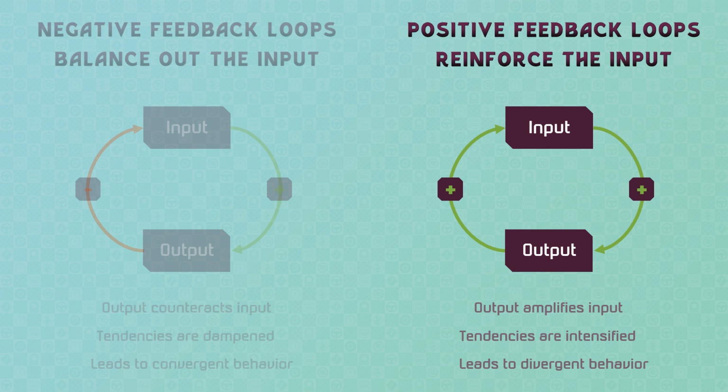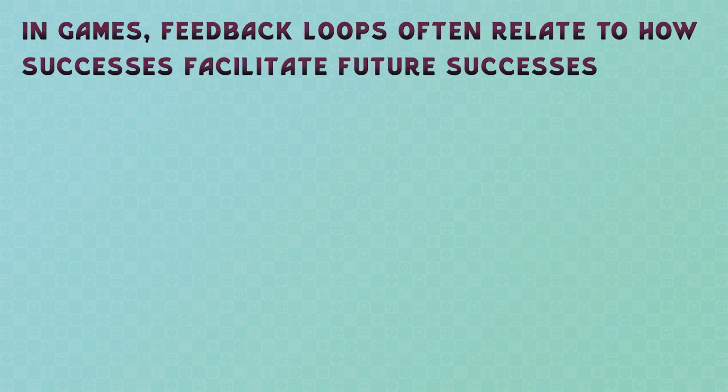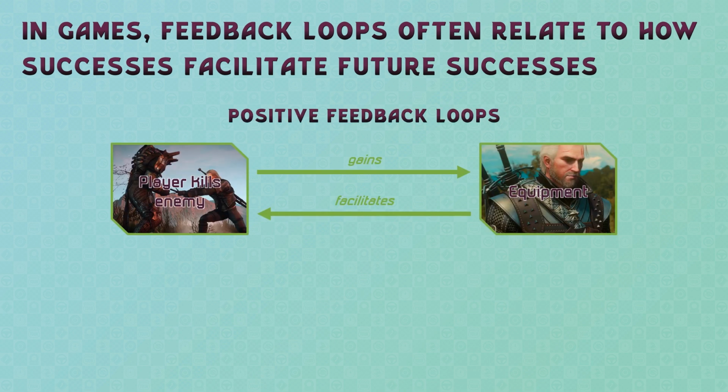Now let's try to apply this more to games. And in games, a feedback loop often determines how a success or a failure at one point in the game facilitates future successes or failures. Let's start with some basic examples of positive feedback loops where a certain state is reinforced. Think about a basic RPG where the player kills enemies. By killing enemies, the player gains loot, which includes new equipment that they can put on, and having that equipment makes it easier for the player to kill more enemies. Which means that as you're doing well in the game, as you're defeating your enemies, it becomes easier and easier for you to keep doing that.